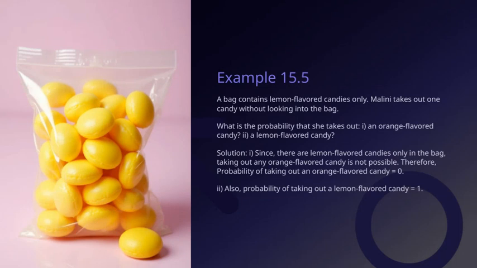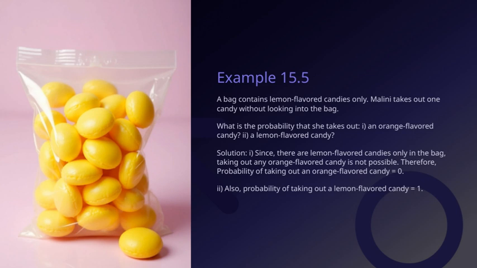Let's go through the key points here. First, the probability of taking out a lemon-flavored candy is 1. Since the bag contains only lemon candies, every time Maylene reaches in, she is certain to pick a lemon. Now, because there are no orange-flavored candies in the bag, the probability of drawing an orange-flavored candy is 0. That's an important concept. If a flavor isn't present in the bag, the chance of picking it is 0. So, to answer the questions, the probability that she takes out an orange-flavored candy is 0, because there are none in the bag. And of course, the probability of taking out a lemon-flavored candy is 1, since she has no other options.